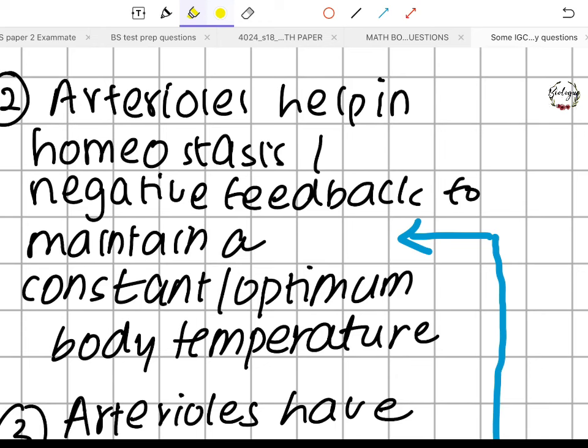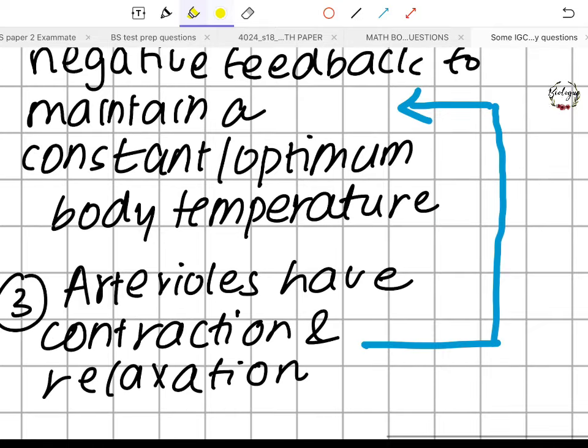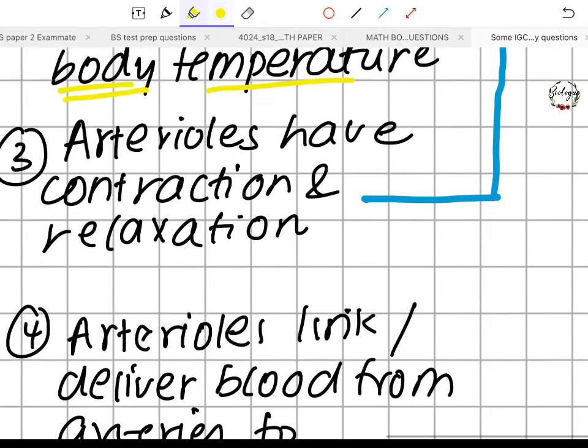Second thing is that we know, again, vasoconstriction, vasodilation, what is it a part of? It's a part of homeostasis or negative feedback, thermoregulation, temperature control, those kinds of words, or everything comes under homeostasis. So we say that arterioles help in homeostasis or negative feedback to maintain a constant or optimum body temperature.